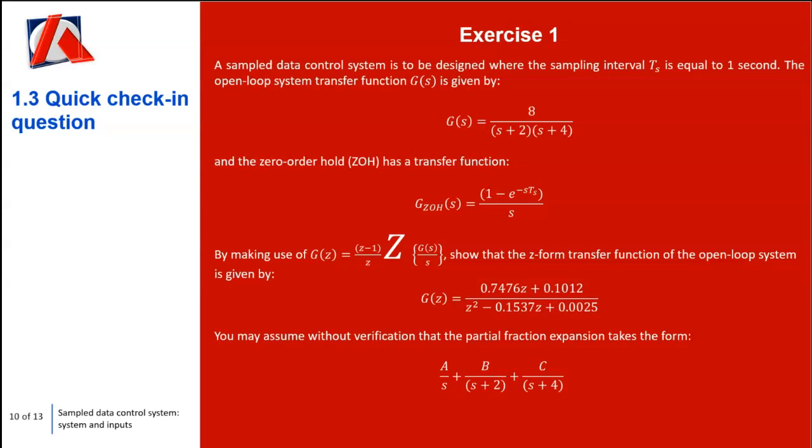So just a quick exercise for you to have a go. I'd advise that you pause the video for 15 minutes and work your way through it. The structure of the question is the same as previous, and I've given you the same sampling interval of 1. The only difference is the continuous transfer function, which obviously results in a different G of z. The form of the partial fractions is the same. So have a go at that, pause the video for 15 minutes.